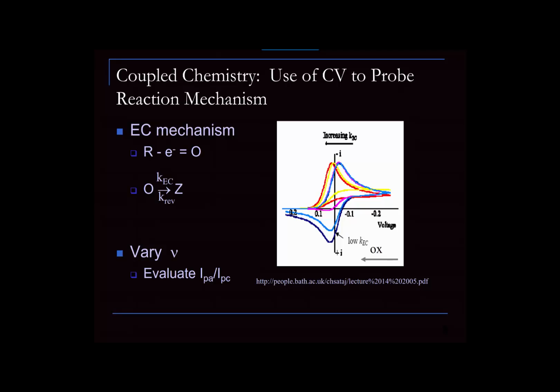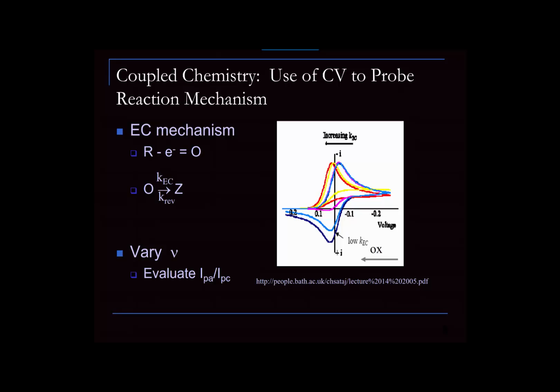And if it's not possible to go back from Z to O, and if Z is not redox active, then depending on how fast KEC is and how fast your scan rate is, your voltammogram will look different from the way you might expect it to look.